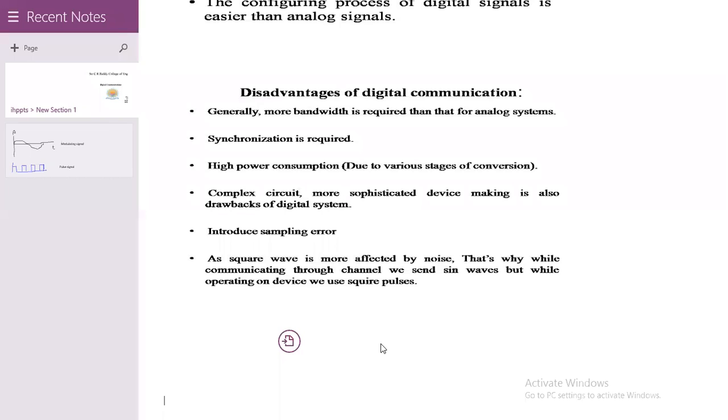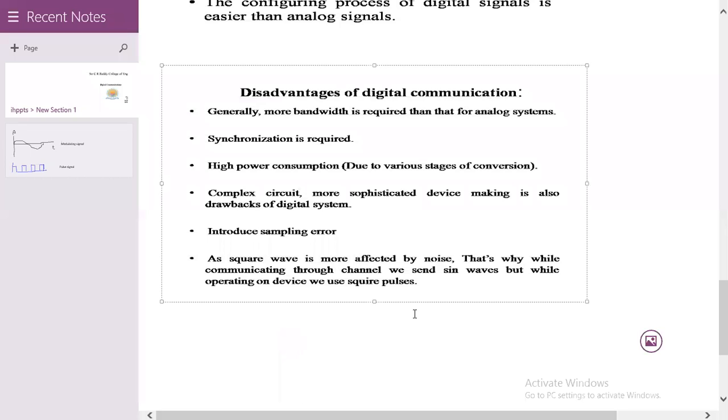So the cost of that system can be increased. You are all well aware of that. If bandwidth is very large, the cost of any system also increases. Another disadvantage is synchronization. In digital communication, the synchronization of transmitter and receiver is very, very important. If synchronization between transmitter and receiver fails, we are unable to receive the signal, or unable to detect the original signal.